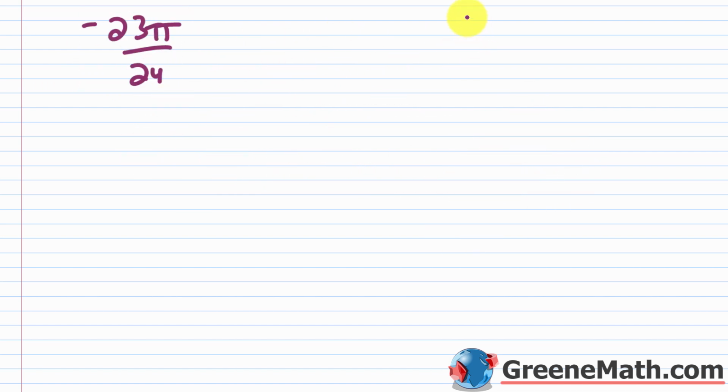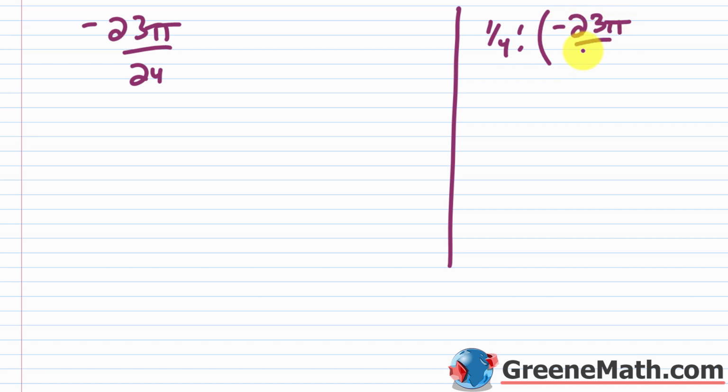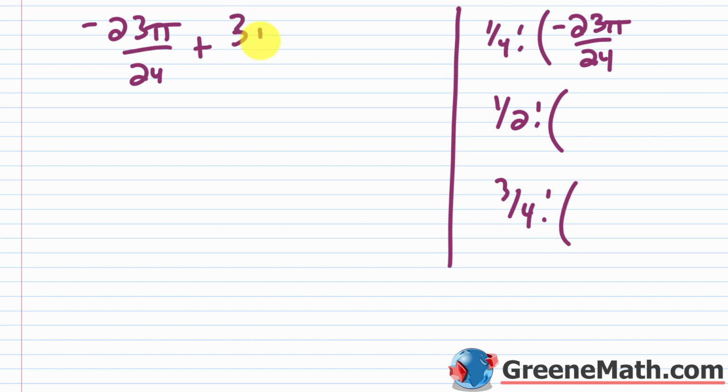So for the 1/4 point, we'll say that the x value is negative 23 pi over 24. Let me go halfway and then 3/4 like that. So we're just going to keep adding quarter periods. Again, we're going to write this instead of pi over 8 as 3 pi over 24. So this would be equal to negative 23 pi plus 3 pi. That would be negative 20 pi over 24.